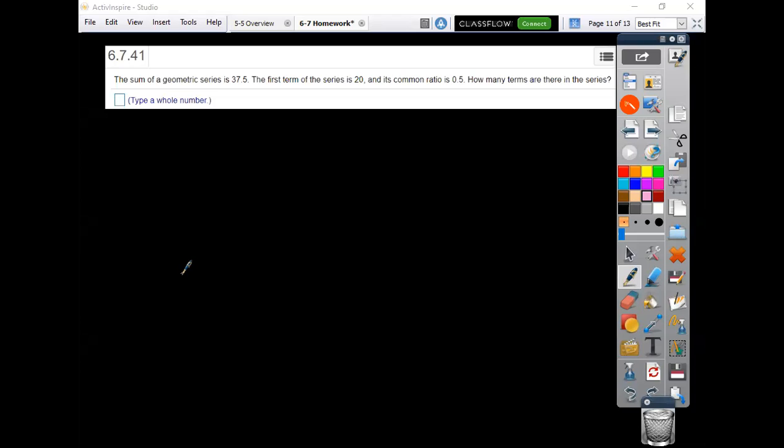Okay, 6.7.41, sum of a geometric series. So remember how that formula went for summing a geometric series. Geometric when you're multiplying to get from one term to the next. So the sum was where you had your initial term times 1 minus your common ratio to the number of terms that you're adding up, all over 1 minus that common ratio.